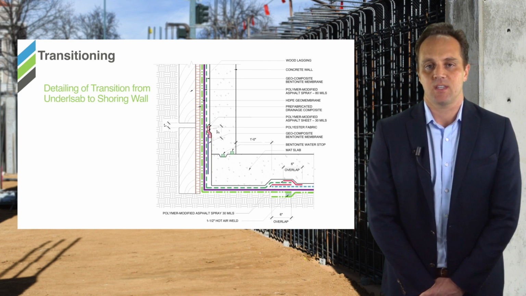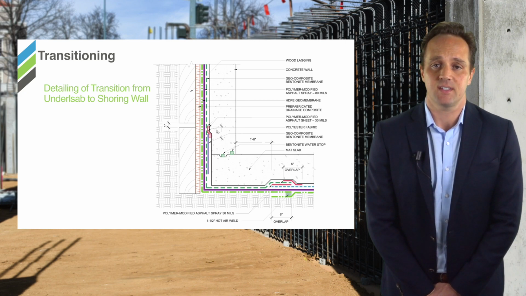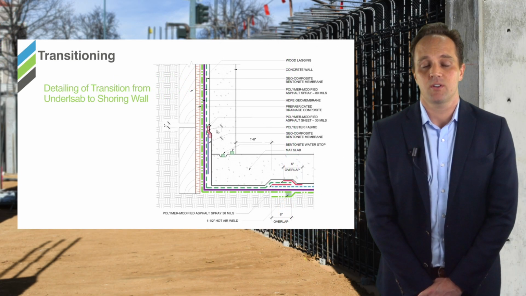One of the ways that this is handled in a redundant field-installed composite system is that another layer of redundancy is added. You'll notice that a purple line has been added. This is basically another triple layer of protection. It is a layer of bentonite, 20 mil HDPE, and another layer of bentonite. This provides ultimate protection in most critical areas. The transition from the underslab to the vertical wall is critical.